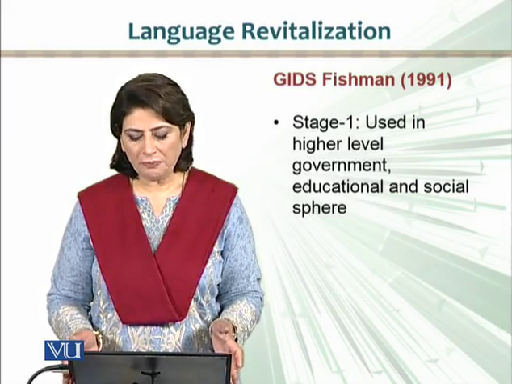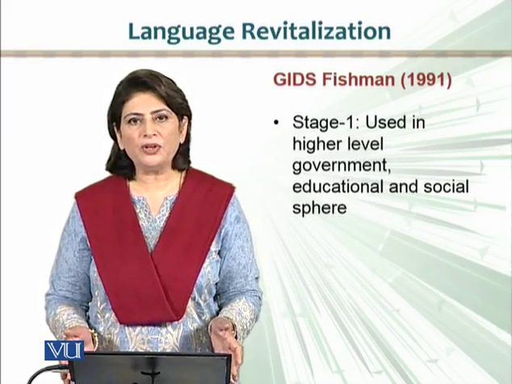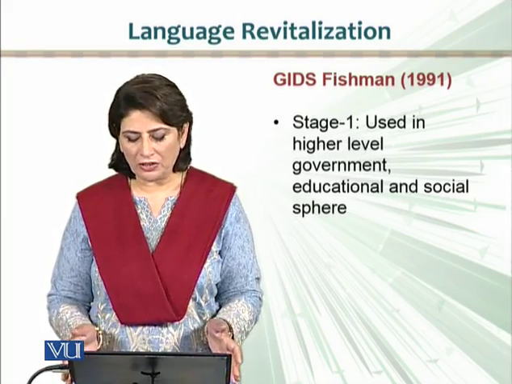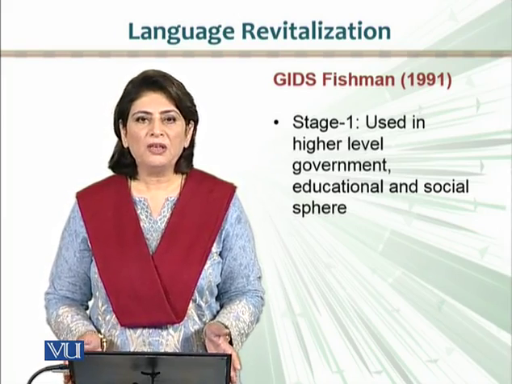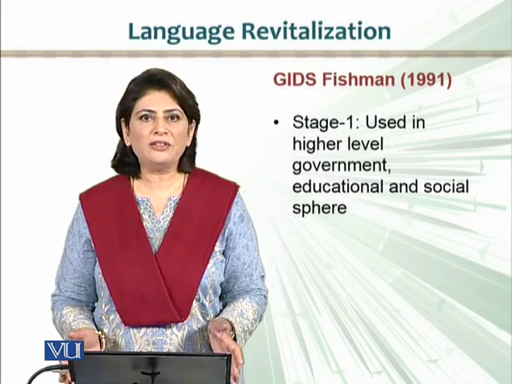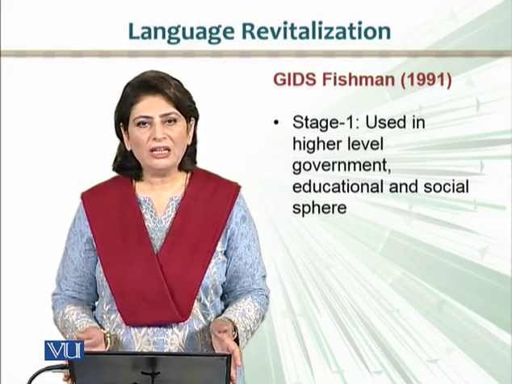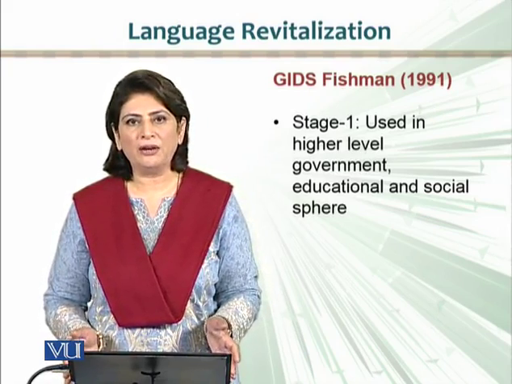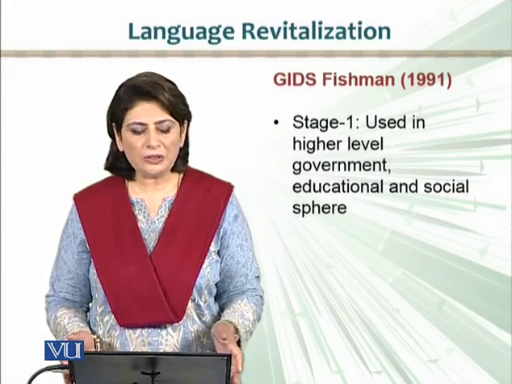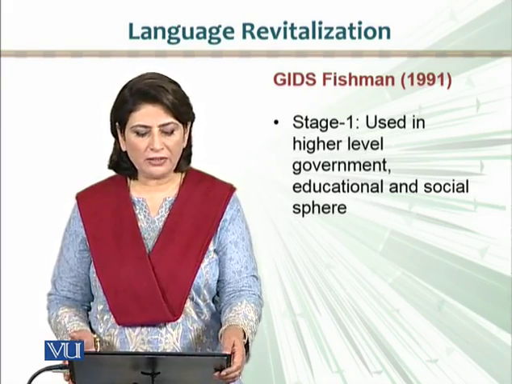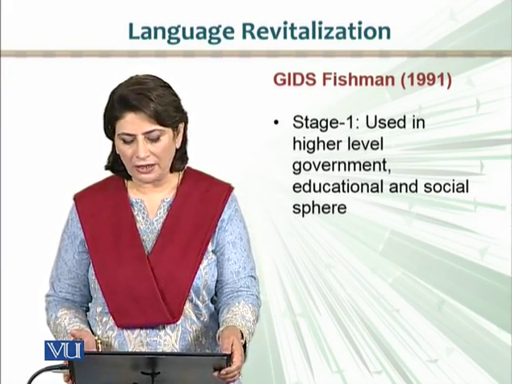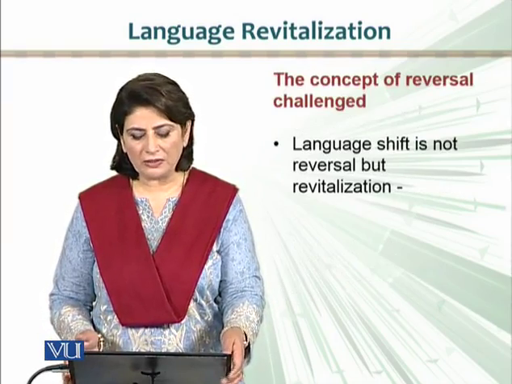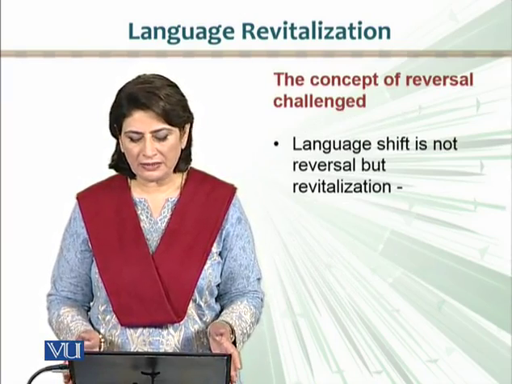Stage 1 would mean that this language is actually used for the higher functioning of the government. It is used in education and it is also used in the social sphere. So we can see that at stage 1, the language is very much there. There is no need for language revitalization. And at stage 4, the language is actually threatened with death unless some steps are taken for its revitalization. So as we said earlier, the higher the score is, the more the threat is. This is how the scale has been designed.